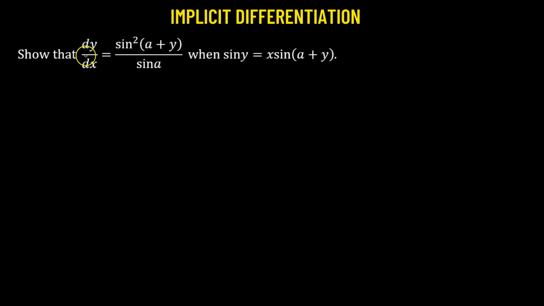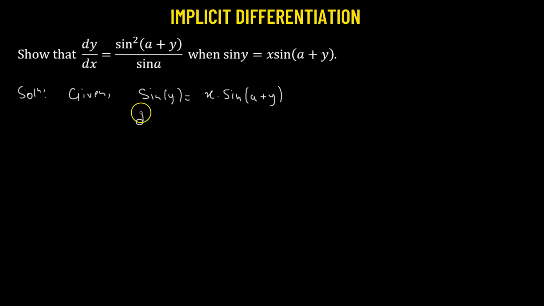So here we have to show the derivative of y with respect to x is given by the following expression whenever we have an implicit function given by sin y equals x times sin(a + y). Now let's begin with this particular implicit function only. So we are given sin y equals x multiplied by sin(a + y).